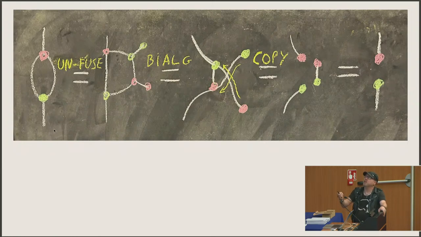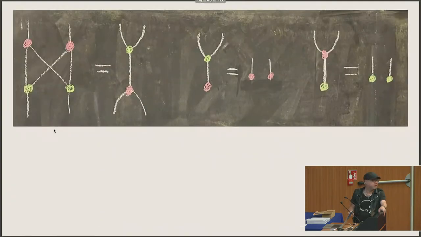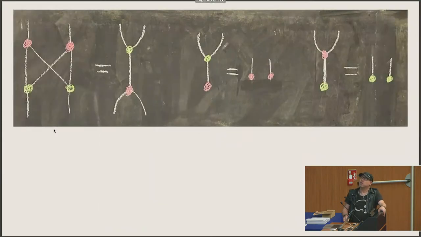And this is just a number. Let's not care about it. We don't care about it. And so what remains is this. So we actually derived this one from this one. And since this one was called complementarity, we call this strong complementarity.